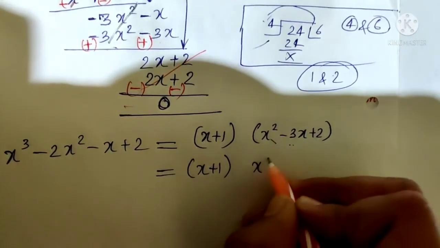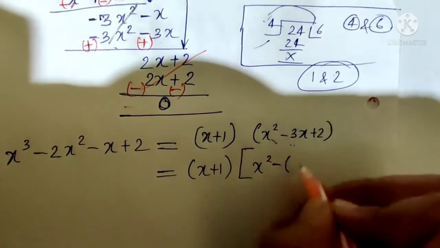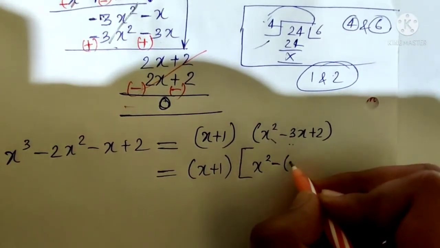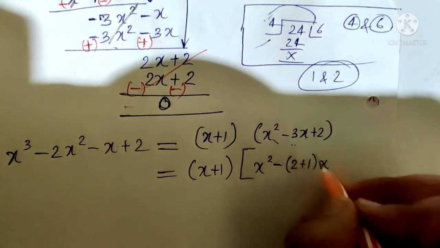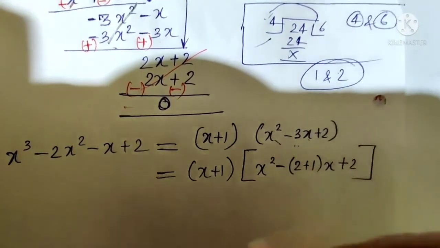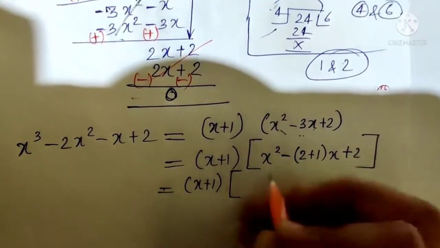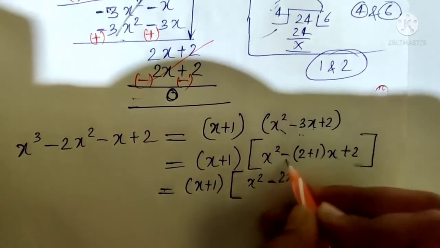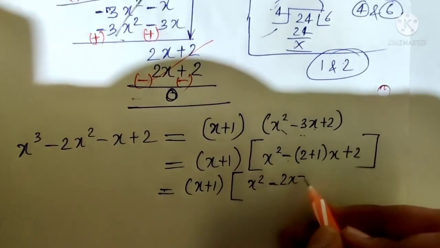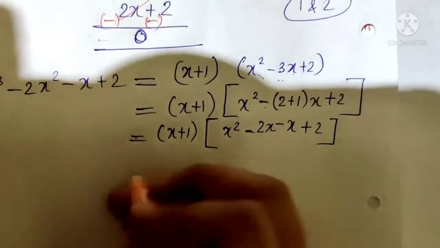So how can we write? We can write a big bracket on x square minus, in place of 3, what can we write? We can write 2 plus 1. Definitely we can write, or not? Just tell me. Yes, we can write 2 plus 1. Then bracket close, x plus 2 and bracket close. Now what will come? x plus 1 will remain like this only. Big bracket open. x square minus 2 into x, 2x, minus 1 into x, x plus 2. This thing only. Now we have to find the common one.